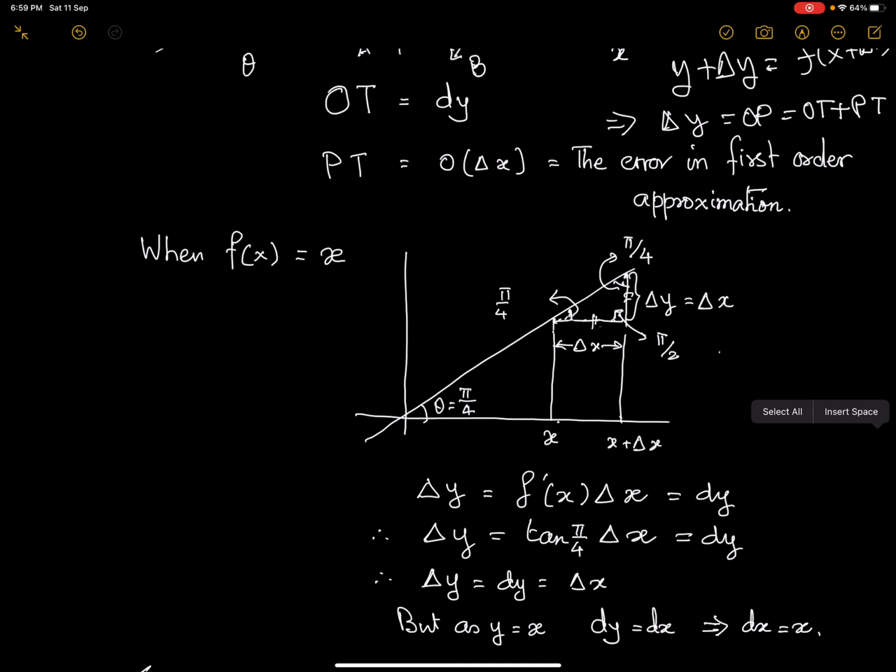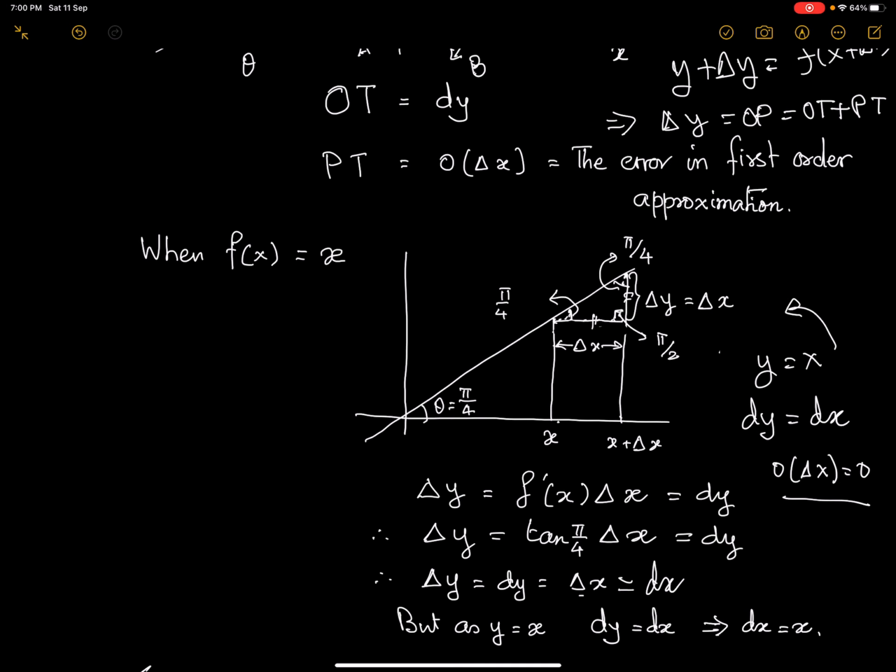And what is f dash x? It is the tan of pi by 4, which is nothing but 1. So dy equal to delta x equal to dx. You can write it equal to dx. So dx is equal to delta x. And that's it. So when y is equal to x, basically delta y and delta x are the same, dx is the same. Basically your o of delta x is not there, it is 0 in this linear, straight line case.